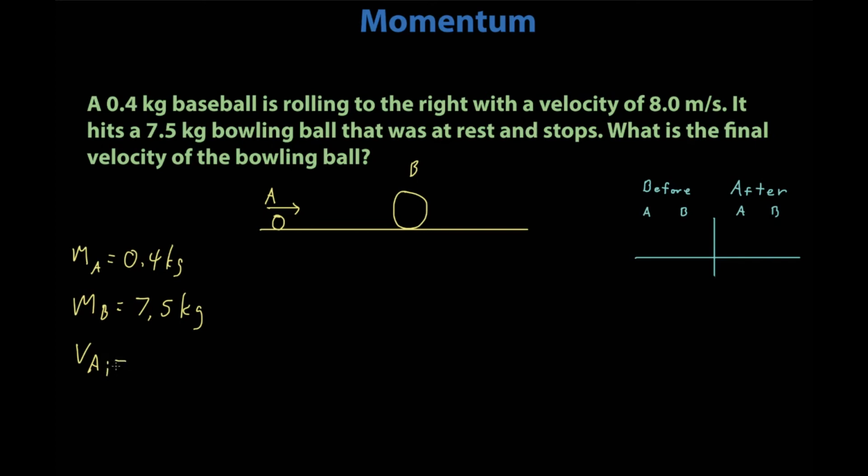Velocity of A initial is positive 8.0 meters per second. Velocity B initial is 0 meters per second. Velocity A final is 0 meters per second. So the question is, what is velocity B final?